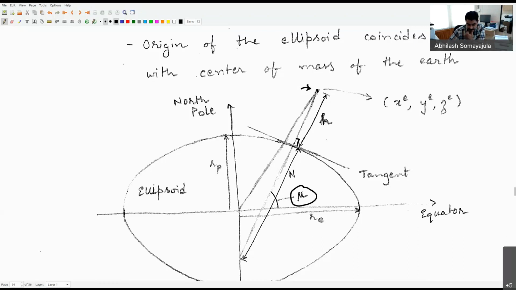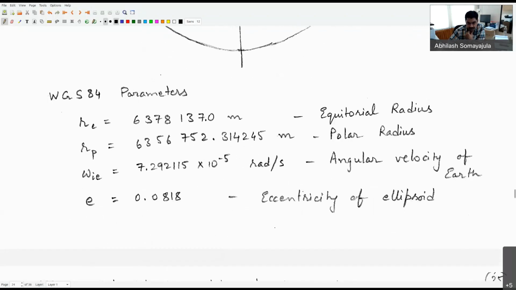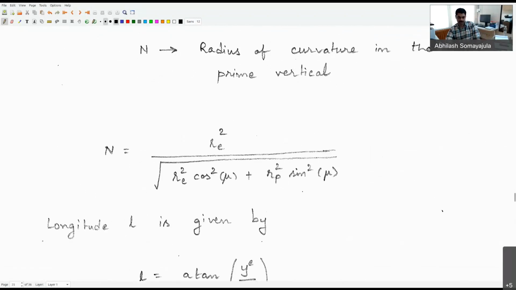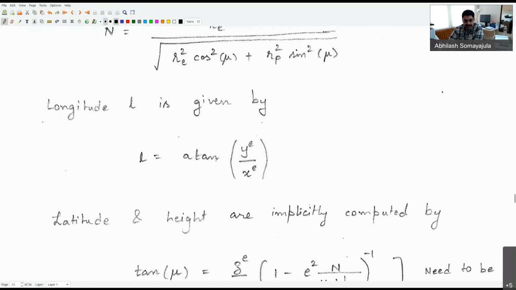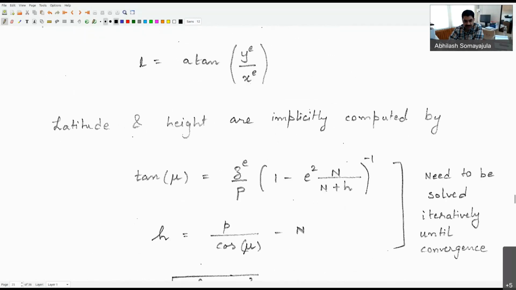Then we discussed the value of the radius of curvature and how we estimate it with respect to the latitude, the longitude and the quantities related to the Earth. And then we figured out the longitude, and we figured out that the latitude and the height are implicitly correlated, which means that the latitude depends on the height, and similarly the height depends on the latitude. So there is a need to solve this system of equations iteratively until convergence occurs.